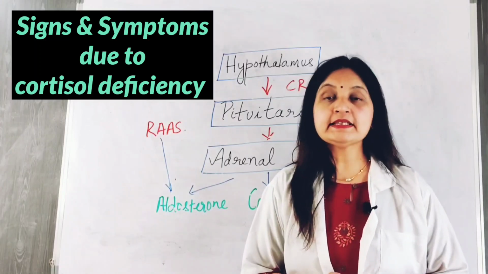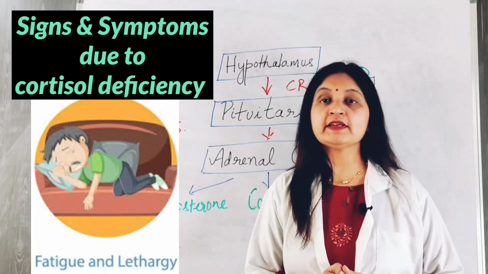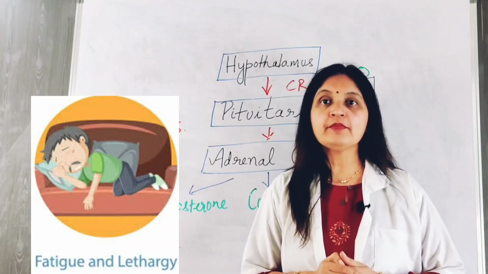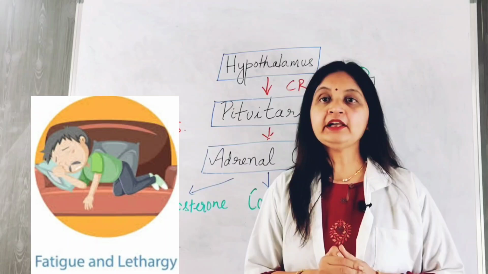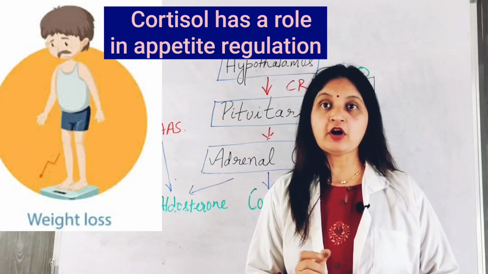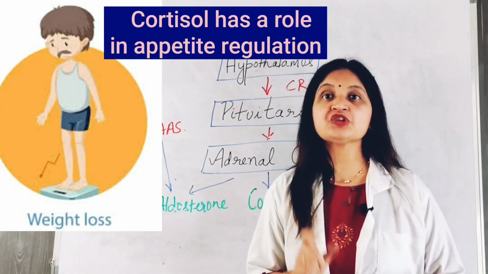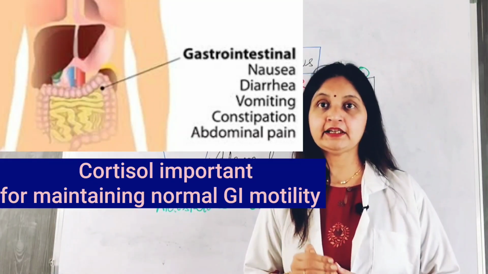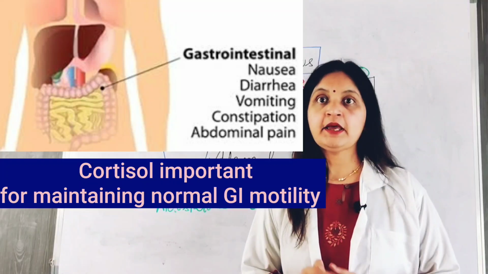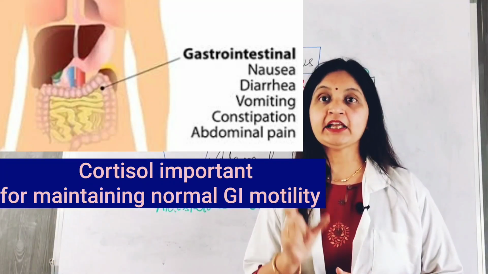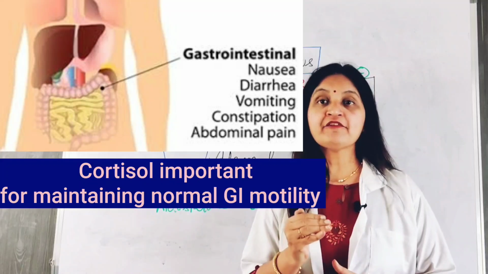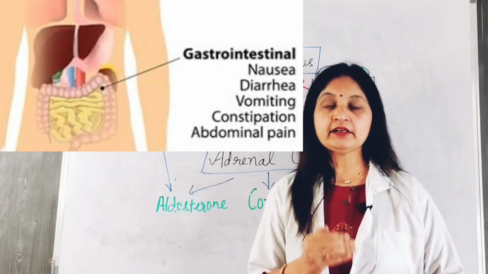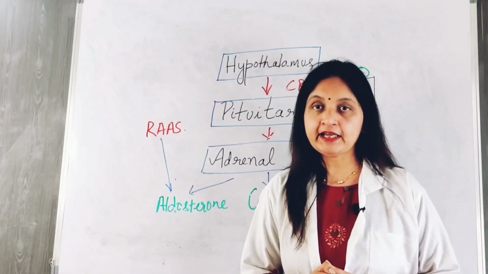First, weakness and persistent fatigue can occur because cortisol plays a crucial role in energy metabolism. So fatigue and weakness are common symptoms. Secondly, weight loss and decreased appetite can occur because cortisol plays an important role in regulation of appetite. Thirdly, GI symptoms such as nausea, vomiting, diarrhea, abdominal cramps are common because cortisol is important for maintaining normal GI motility. So deficiency of cortisol leads to increased GI motility, causing abdominal cramps, abdominal pain and diarrhea.